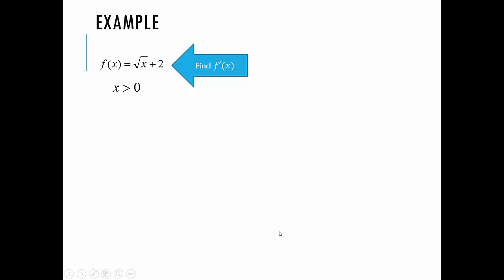So let's say, for example, I want to find f prime of x. What that means is find the function for the slope, and then I could use it to plug in any value. And so I have this square root of x plus 2, for x greater than 0. Why does x have to be greater than 0? Because you cannot take the square root of a negative number. You remember that, right?